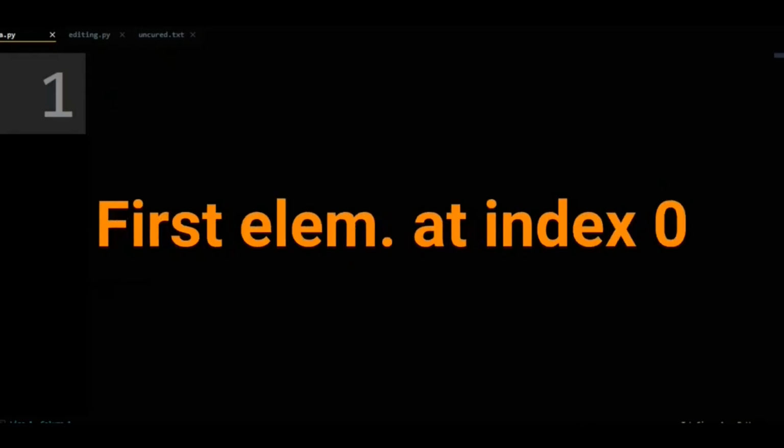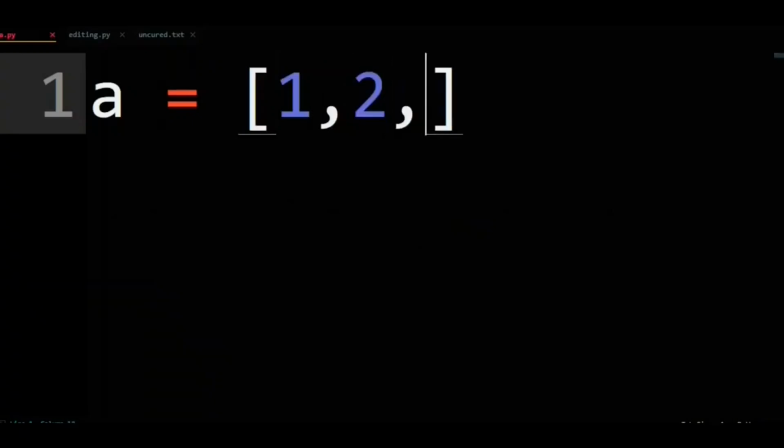The values in the list are in order, with the first element occurring in index 0. So you can create a list A by doing A equals square brackets 1, 2, 3.